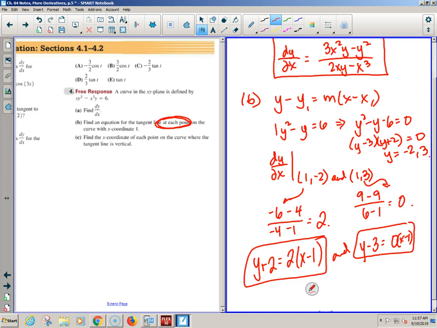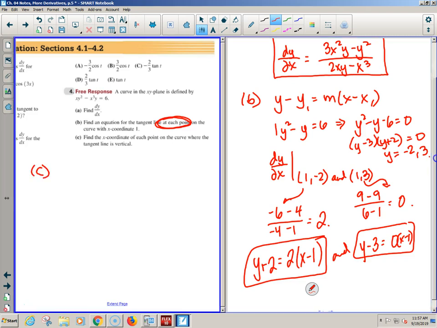So letter C, I guess I could keep scrolling down, but why not? We have space over here. So letter C. Find the x-coordinate of each point on the curve where the tangent line is. What does that mean? dy dx?